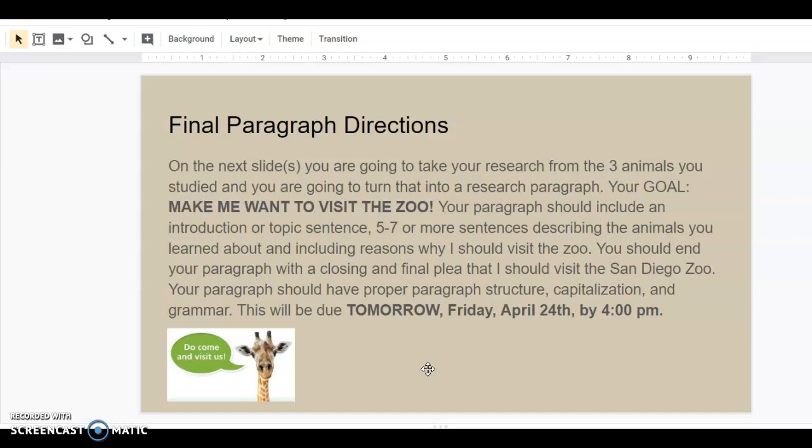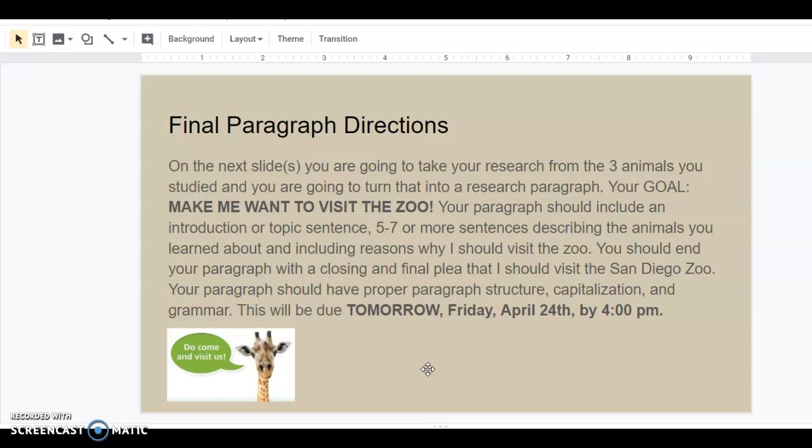Your goal of this paragraph is to make me want to visit the zoo. So just like with your country reports, your goal was to make me want to visit your country. With this, your goal is to make me want to visit the zoo. So your paragraph should include an introduction topic sentence. We've done a lot of work with topic sentences.